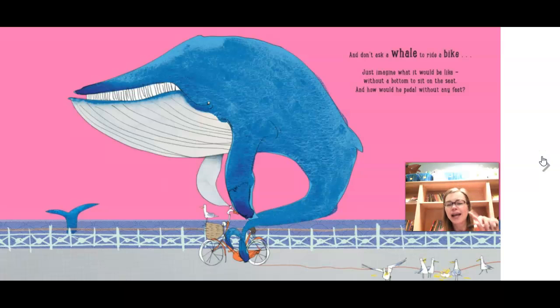And don't ask a whale to ride a bike. Just imagine what it would be like. Without a bottom to sit on the seat. And how would he pedal without any feet?